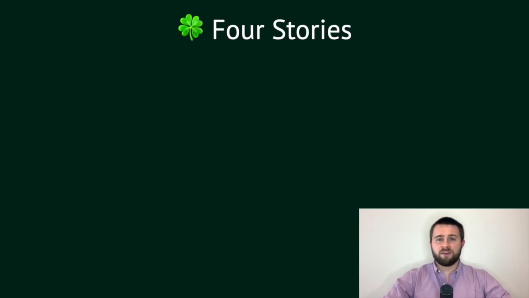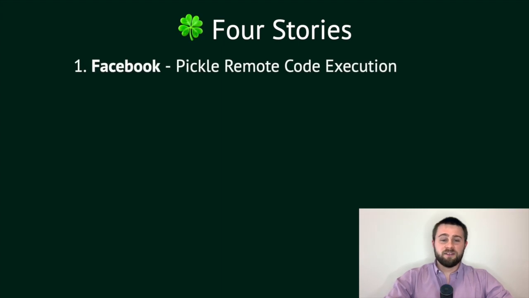This talk is organized around 4 stories of sites getting hacked. The first one comes from Facebook. It was a PICKLE remote code execution attack. Don't worry about what that means, we'll find out in a little bit. This wasn't Facebook itself, but this was a Django-based site that Facebook was running. It was an instance of Sentry.